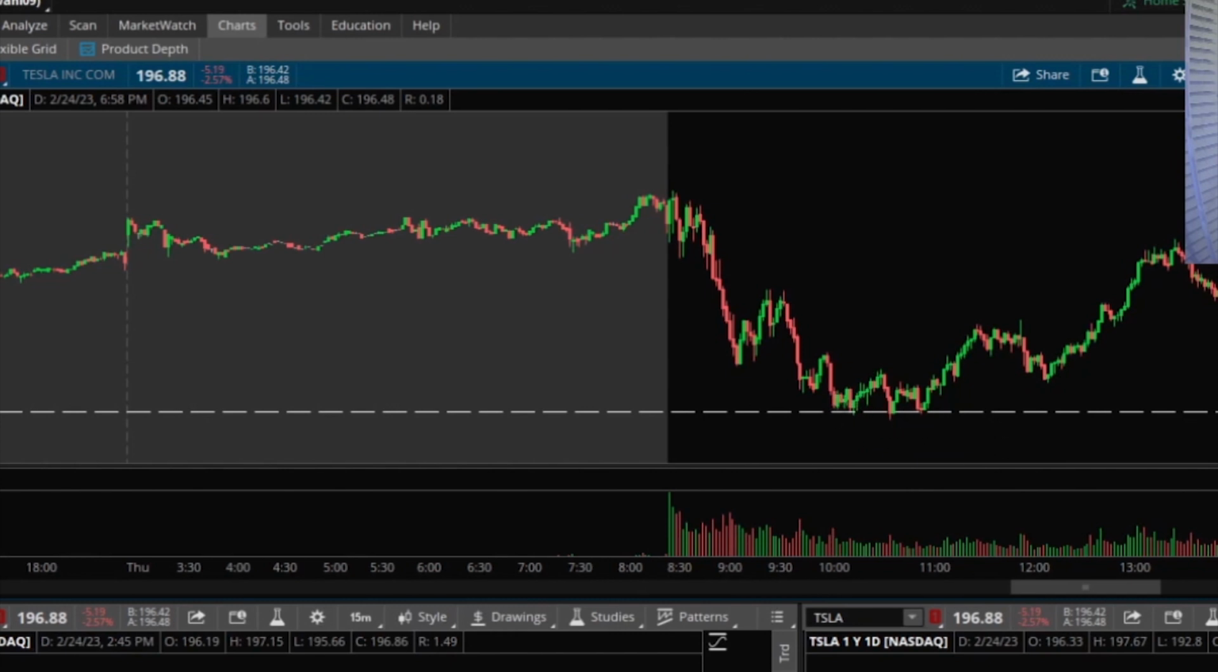So also, if you look at it, it's a reverse head and shoulders, which is another reversal pattern. A reverse head and shoulders is basically a shoulder, head, and then another shoulder. And then the stock goes up. So look here: shoulder, head, shoulder.